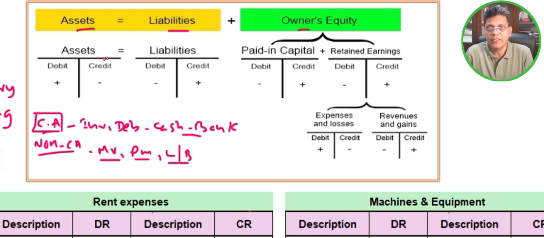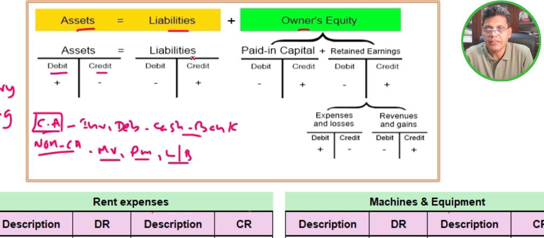Now based on this, any increase in assets should be debited, and any decrease in assets should be credited. This is the rule. When you purchase a motor vehicle or plant and machinery, it increases the assets of the business, so you need to debit, and when it reduces, you need to credit. For example, if you sell a motor vehicle, the motor vehicle will go out of the business, so you need to credit the asset account. So this is the basic rule.